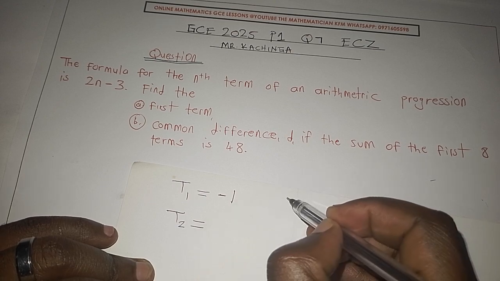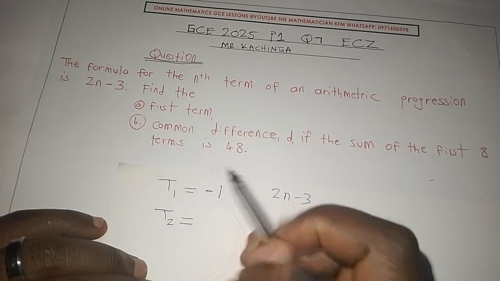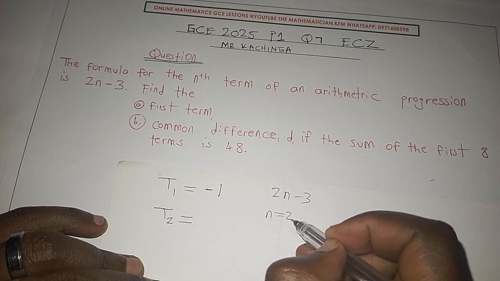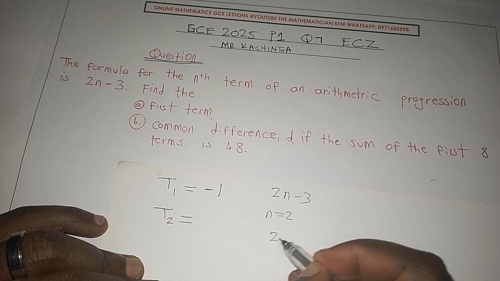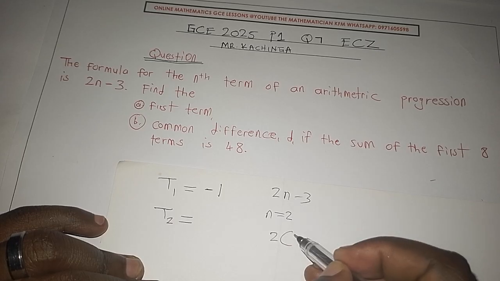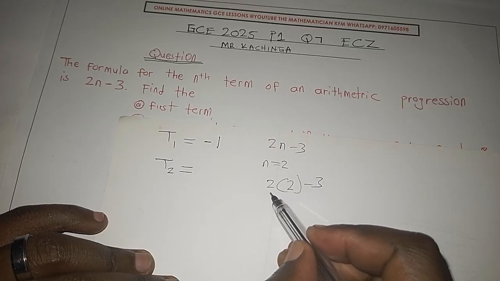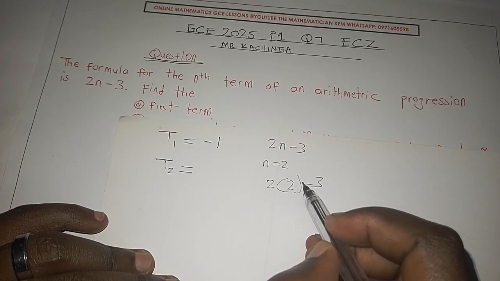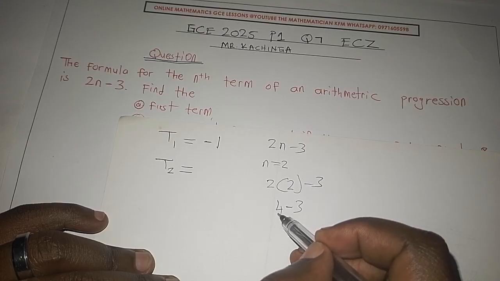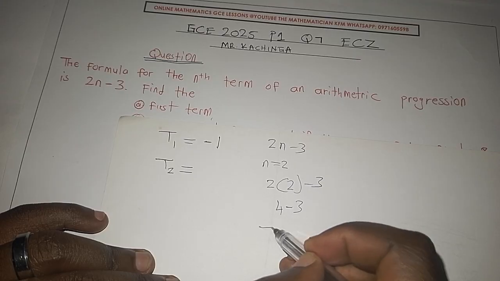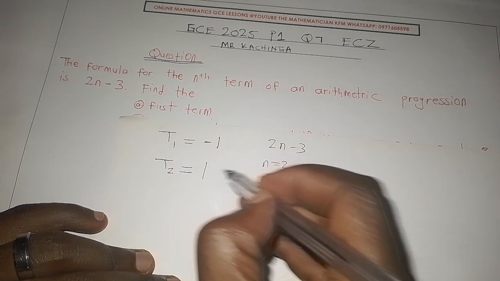We know that we have 2n minus 3. This is the formula given. So I want n to be equal to 2 so that I can find the second term. Where there is n, I substitute with 2, then minus 3. What is 2 times 2? 2 times 2 is 4, then take away 3. What is 4 minus 3? It is 1, meaning the second term is equal to 1.